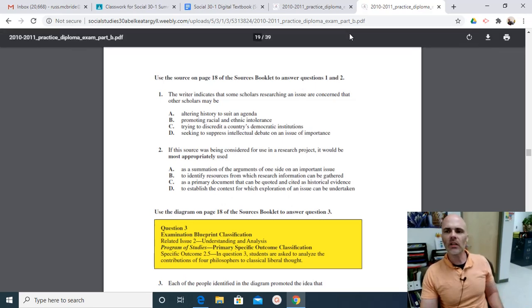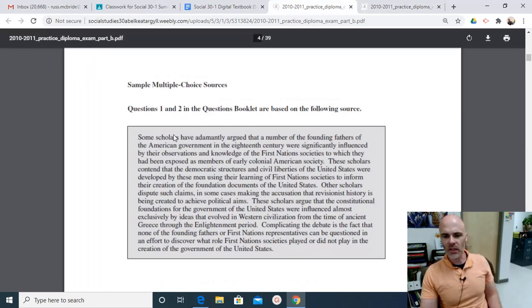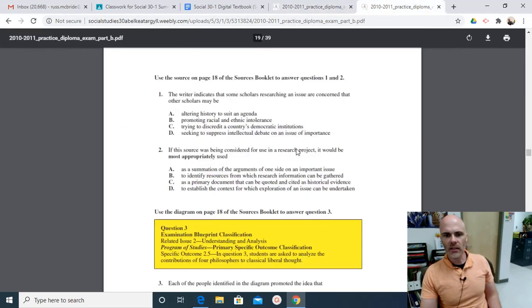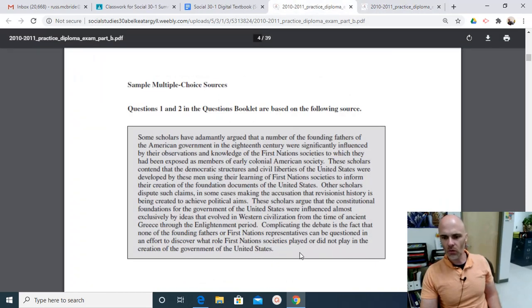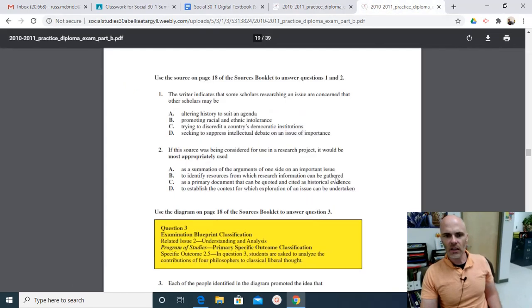So what would B look like? It'd be a list of resources, like this book by this person kind of stuff, and I don't see any of that. As a primary document that can be quoted and cited. If it's a primary document, then who said it? How can I quote this if I don't know who said it? Maybe I could look at the back of the diploma to see who said it. That's always a good test-taking skill too.